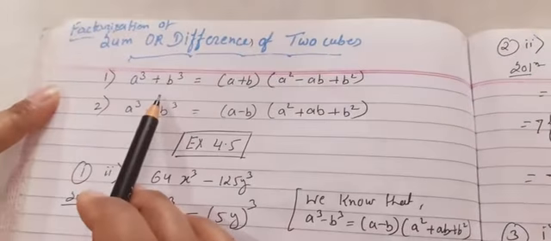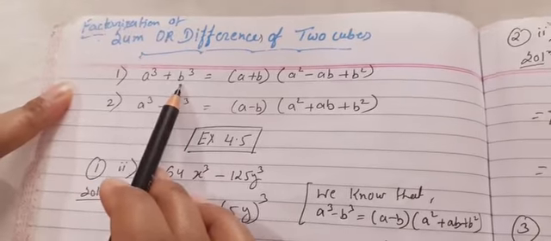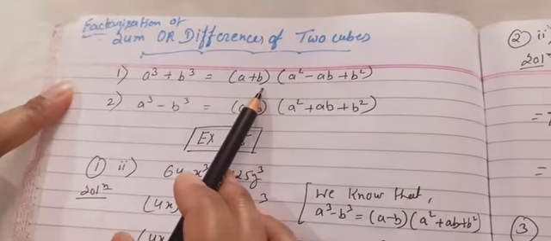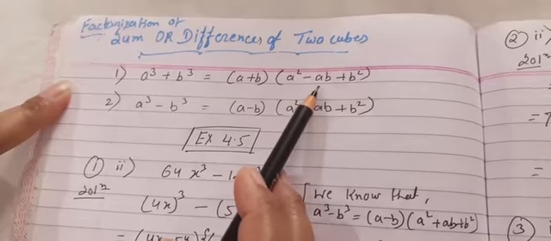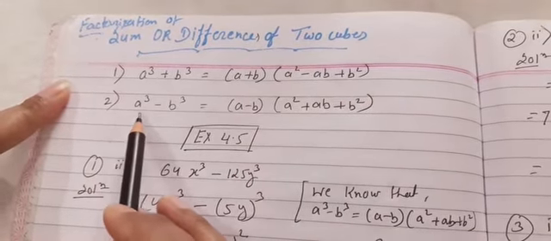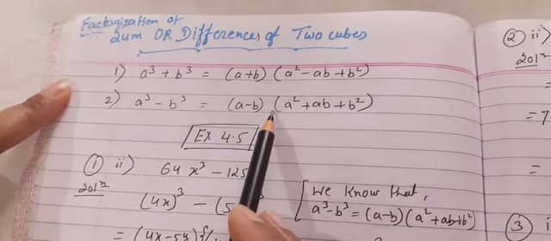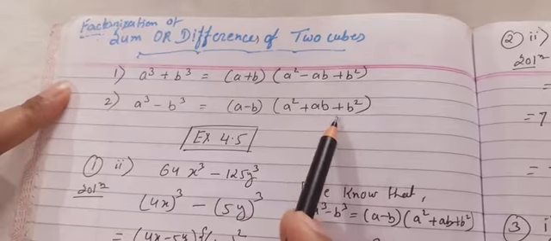The first formula, or identity, which we will use here: a cube plus b cube is equal to a plus b into a square minus ab plus b square, and the second formula will be a cube minus b cube, that is equal to a minus b into a square plus ab plus b square.